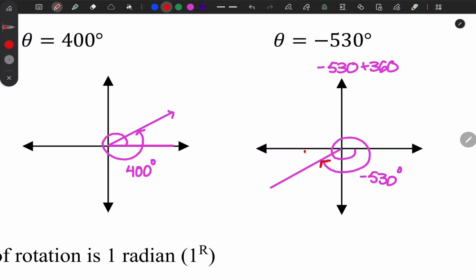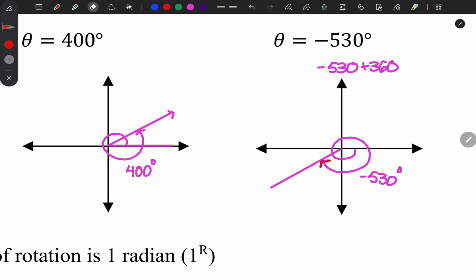Worth noting, we do have a reference angle there. In this case, we do negative 530 plus 360. That gives negative 170, so this reference angle is only 10 degrees. Just as a little reminder, reference angle is the distance between the closest x-axis and the terminal arm. I'm going to take that away. We'll just keep the angle itself for now.